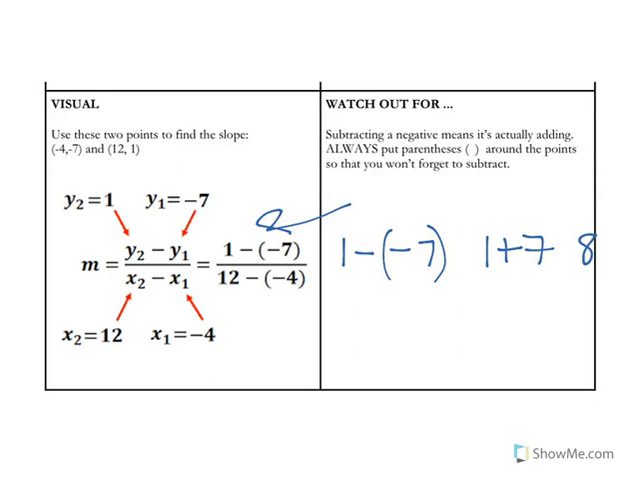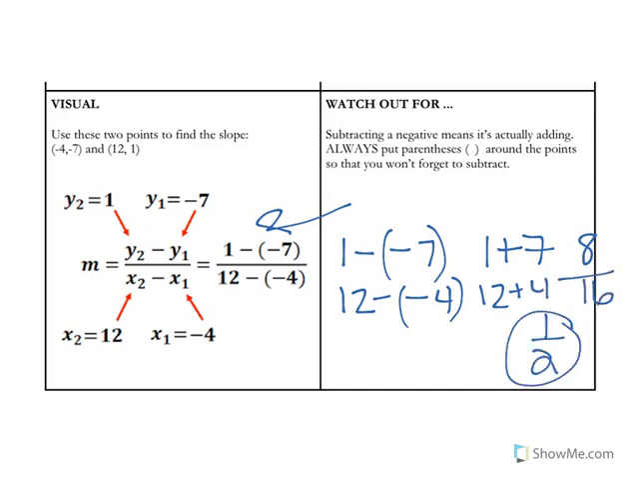So that then takes us to 12 minus negative 4. 12 minus negative 4 is the same as 12 plus 4, which is 16. This slope is also a half. Okay? So really the way to learn this is to do it.